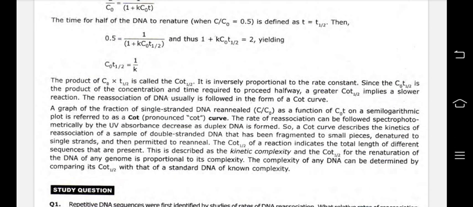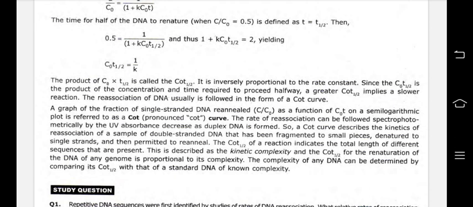A graph of the fraction of single-stranded DNA re-annealed as a function of C0t in a semi-logarithmic plot is referred to as a Cot curve. The rate of reassociation can be followed spectrophotometrically by the UV absorbance decrease as duplex DNA is formed. So, a Cot curve describes the kinetics of reassociation of a sample of double-stranded DNA that has been fragmented to small pieces, denatured to single strands, and then permitted to reanneal.